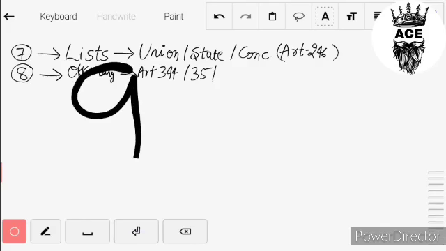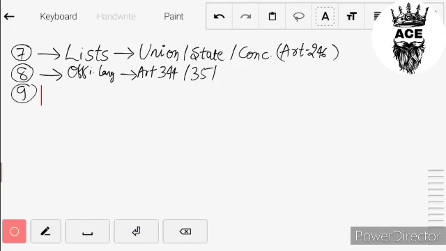So the ninth schedule. First of all, without wasting time, I would like to ask one question: in which year was the ninth schedule added? You know that if you have to change anything in the constitution, you have to bring an amendment, and how the amendments are brought, how the bill is introduced into the parliament, will be discussed in the next chapter only.